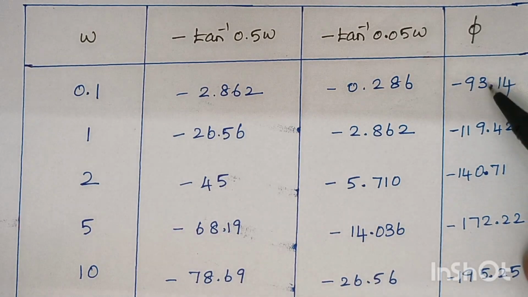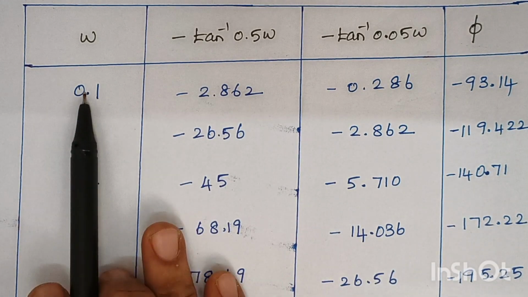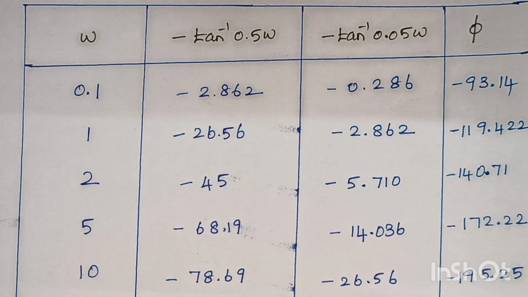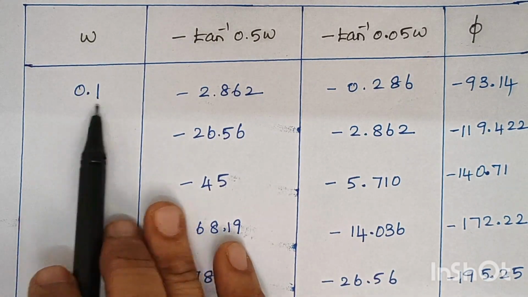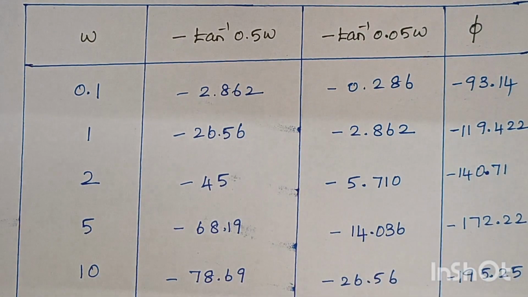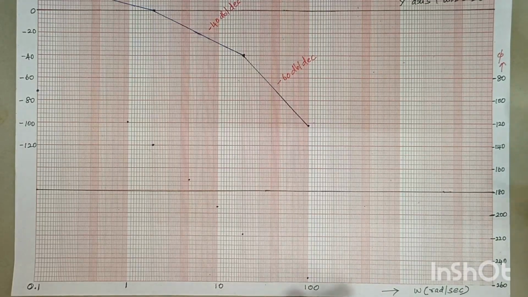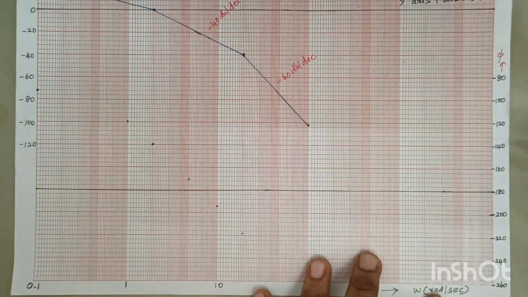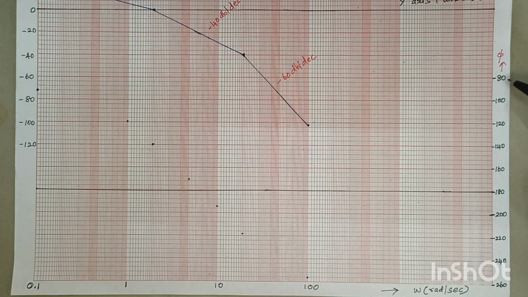So these are the different values of phase angle for the respective frequencies, right? Again, here at a frequency of 0.1, the phase angle is minus 93. I will show you how to mark. You see, here I had selected the angles. So here I had started from minus 80, minus 100, and it goes up to minus 260, right? Again, the scaling can be done as per your wish.